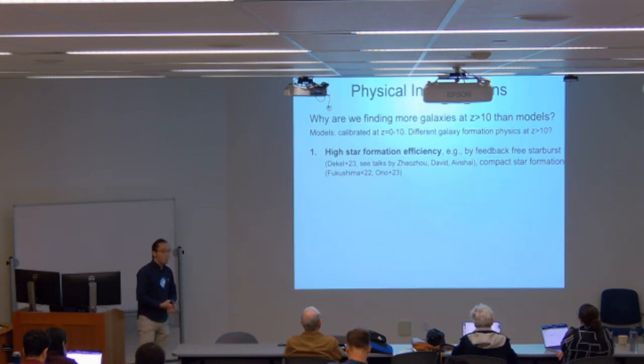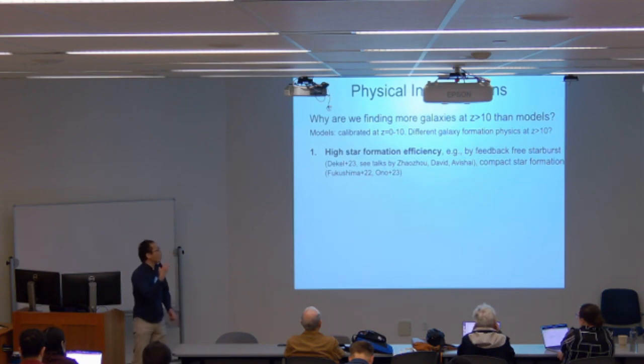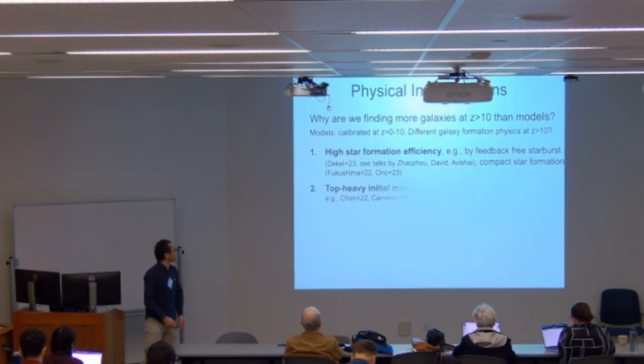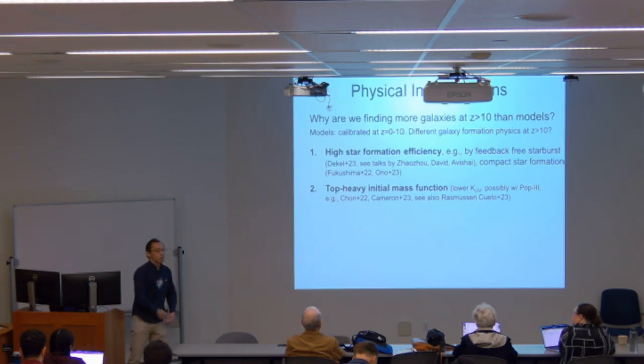For example, because we are comparing with models assuming a constant star formation efficiency, one natural explanation is a high star formation efficiency at redshift beyond 10. Such high star formation efficiency can be realized by, for example, feedback-free starburst or very compact star formation. Also, some people discuss that at high redshift, because the metallicity is low and the CMB temperature is high, the initial mass function becomes more top-heavy. Such a top-heavy initial mass function makes many massive stars, boosting the UV luminosity in these galaxies.